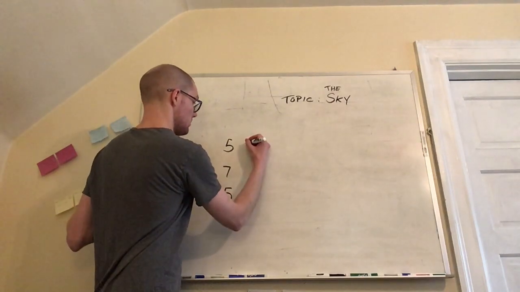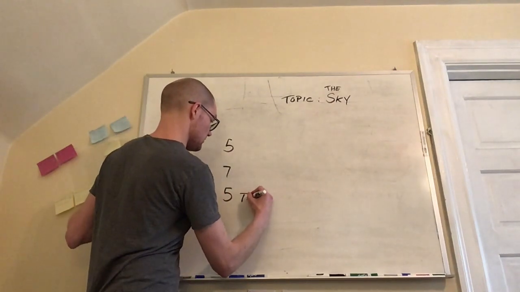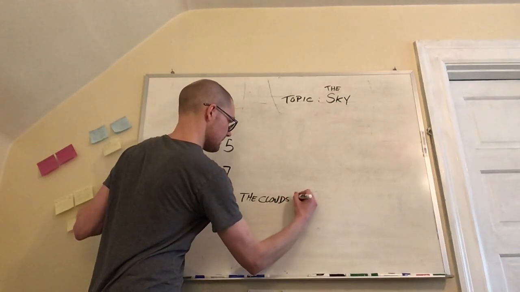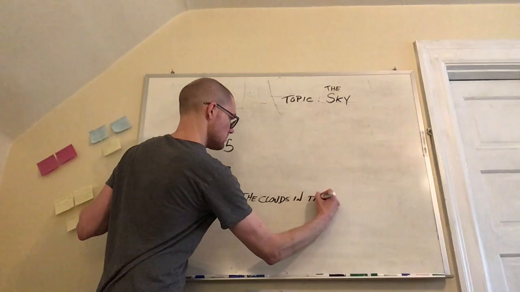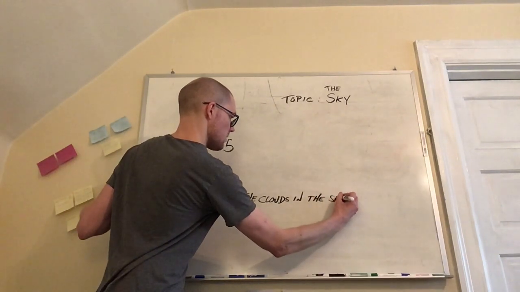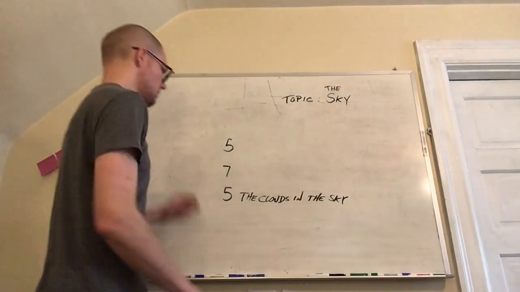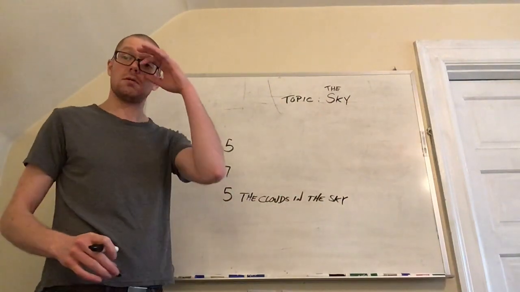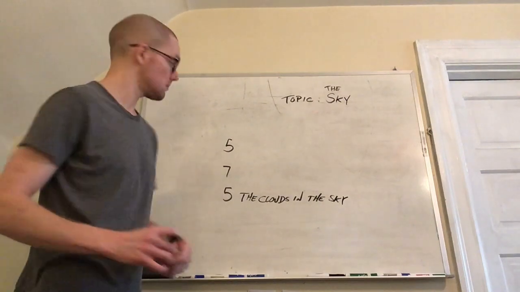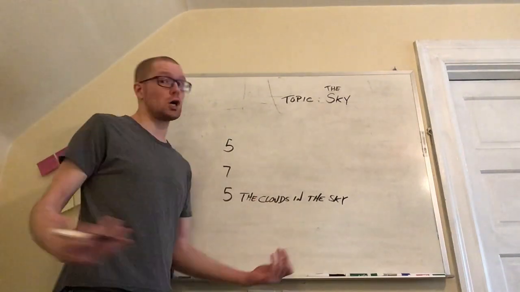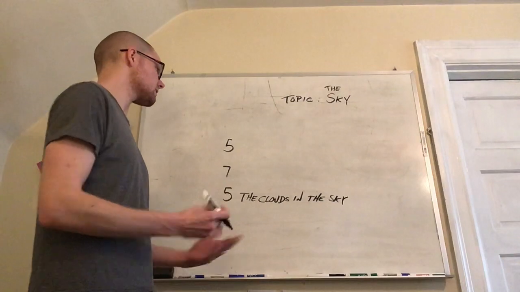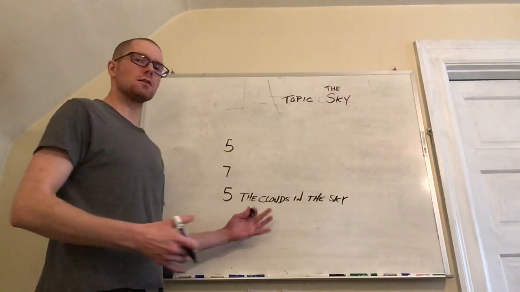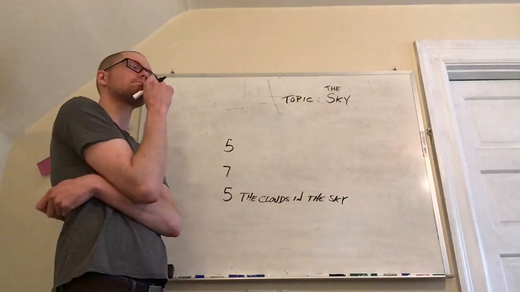I'm going to put the clouds in the sky at the end here. The clouds in the sky. 5 syllables. We're a third of the way done. And now I know where I'm going in my poem. The clouds in the sky. So that's the conclusion of my poem. Let's think here.